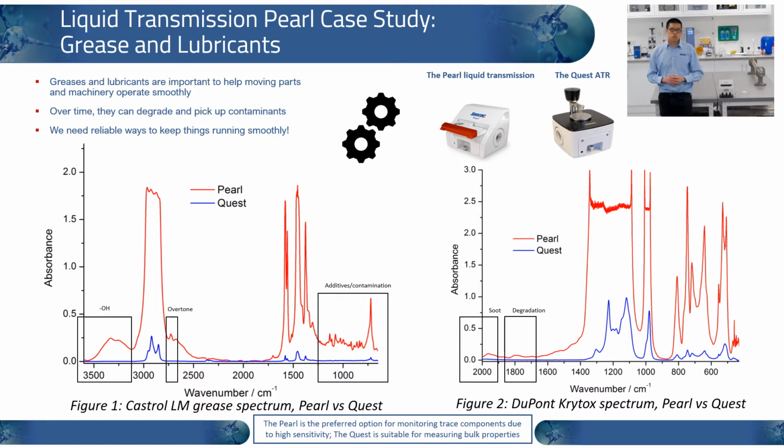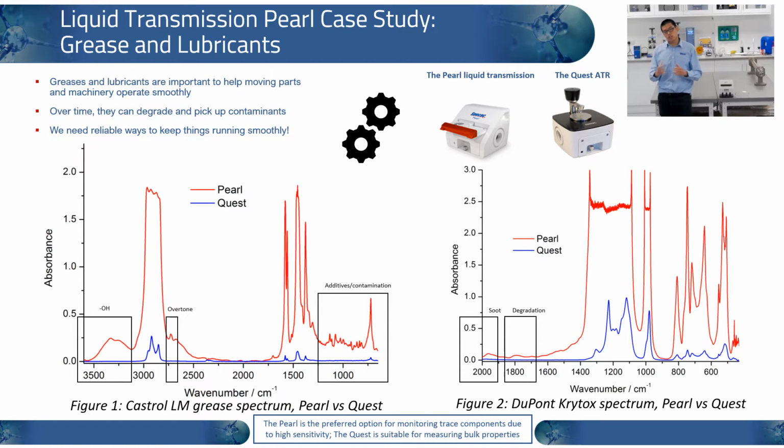And in certain regions across the spectral range, you really do see the difference in terms of the appearance of the spectra. So the red spectrum, for example, towards the left-hand side, at around 3400 wave numbers, you see the hydroxyl related broad band. You also see the overtone, and towards the lower wave number in the fingerprint region, at around 1000 wave number and below, you also see some peaks associated with additives and contaminants.